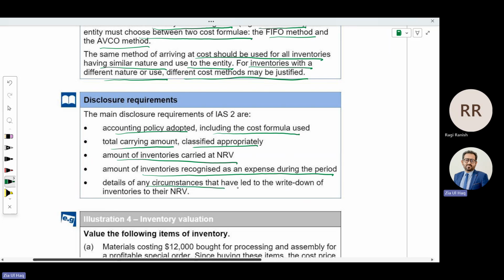Details of any circumstances that have led to a write down of inventories to their NRV, if you are recording inventory especially on NRV. Because for normal inventory, cost is always lower, because in NRV profit is also included. But if your NRV is lower than cost, it might be that your inventory has become obsolete, out of fashion, or damaged. So you need to provide a disclosure in the financial statements: why you are recording inventory on NRV, meaning why NRV is lower than cost.